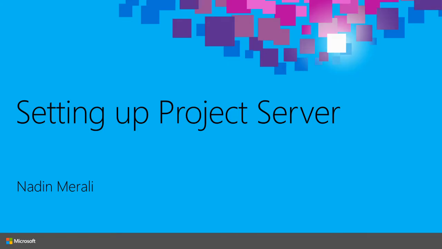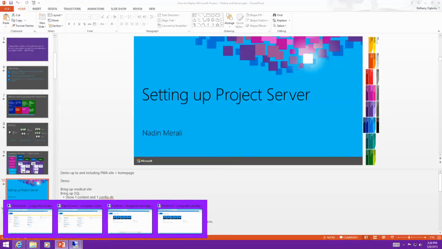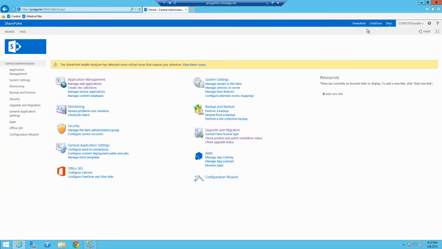So I'm going to go through a quick demo of how to set up Project Server. The first step is to install the bits on all the SharePoint servers. I'm skipping that step. It involves clicking several times and entering in a serial number. Hopefully we're all familiar with doing that.